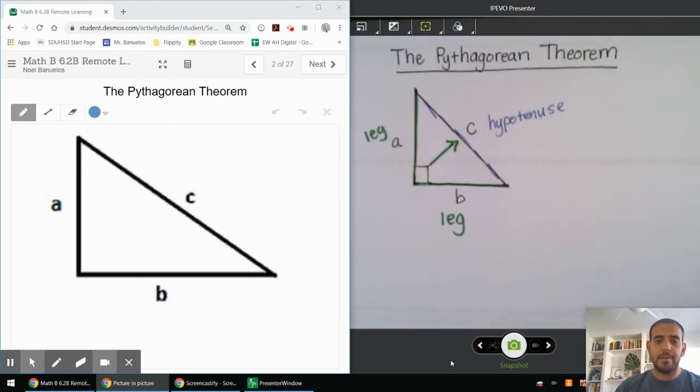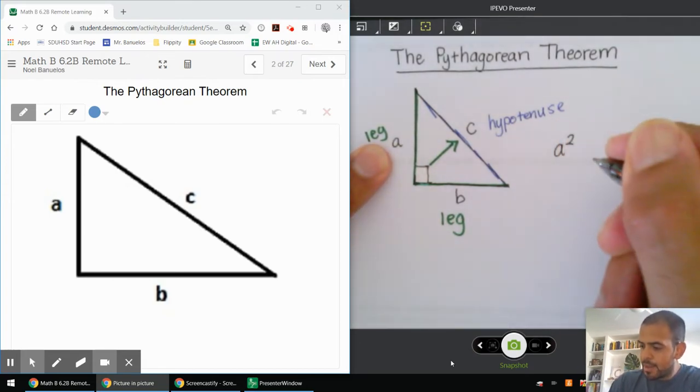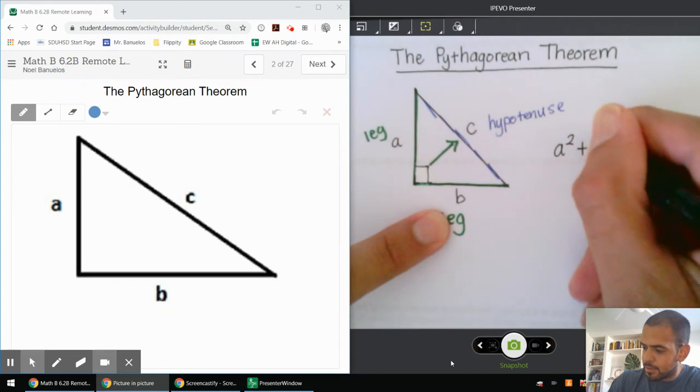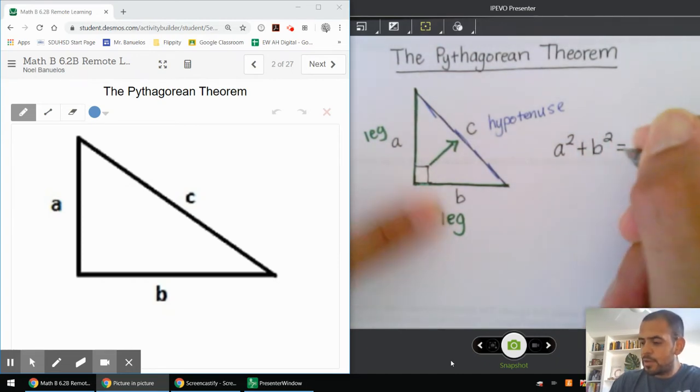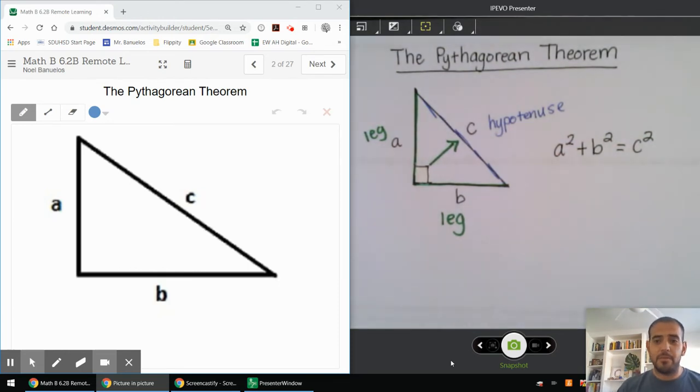So what the Pythagorean theorem states is that if you take one of your legs squared, take your other leg, square it, it will equal your hypotenuse squared. So that's the famous formula, okay? And we're going to apply that.